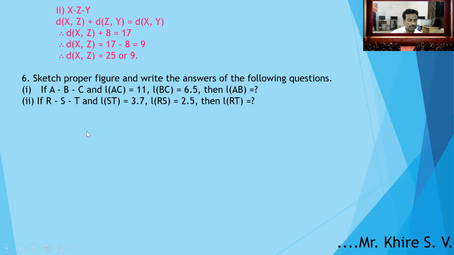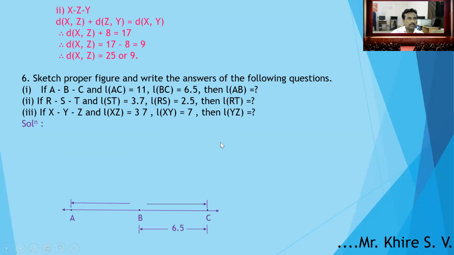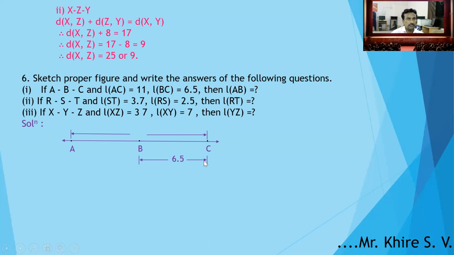Similarly, second example is there. If R, S, T means point S lies in between point R and point T, length ST is 3.7, length RS is 2.5, then find out RT. Similarly, if X, Y, Z and length XZ is 3 root 7, length XY is root 7, then find out length YZ.